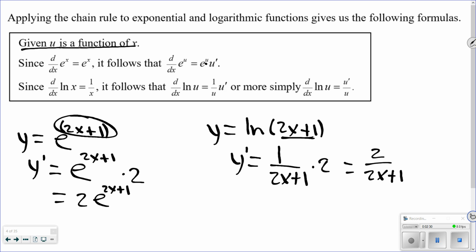So the shortcut up here is saying, if I just take the inside and put it in the denominator, and I take the derivative of the inside, the derivative of 2x plus 1, which is 2, and put it in the numerator, I have my answer, just 2 over 2x plus 1.